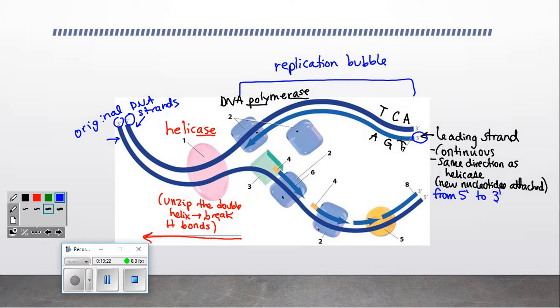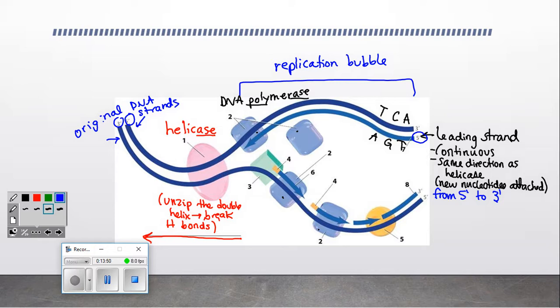Now, I'm only mentioning that because you could use it as a clue if you were ever looking at a picture and knew you have to start on the end that says 5. Not every picture is going to have the 5 and the 3 ends labeled. Those numbers tell us where the sugar and the phosphate are. So the 5 prime end is the end where the phosphate is, and the 3 prime end is where the sugar is on the end.